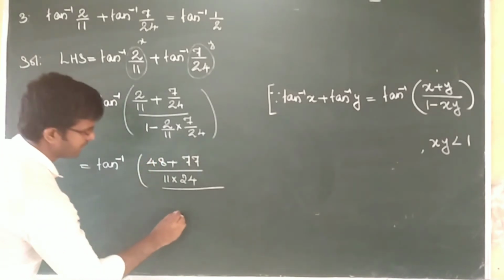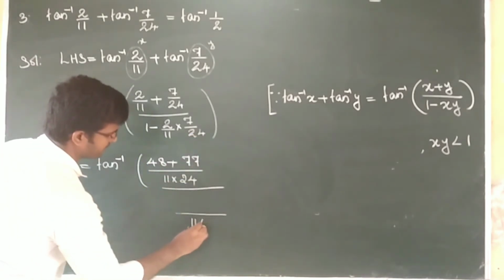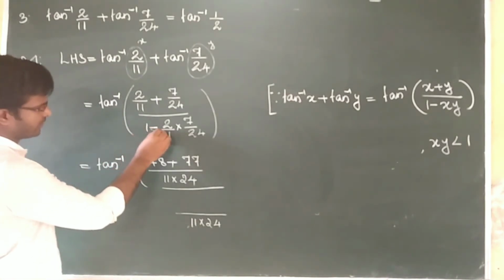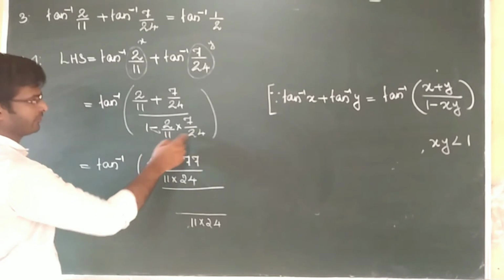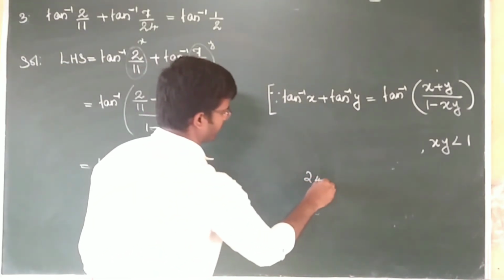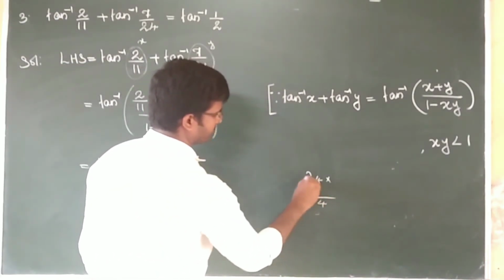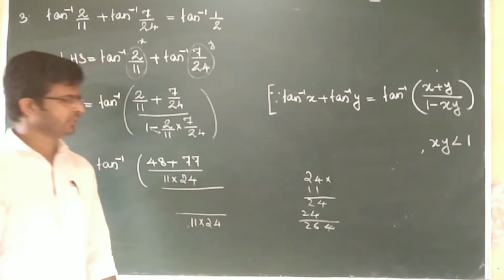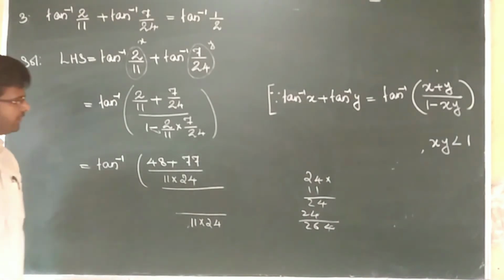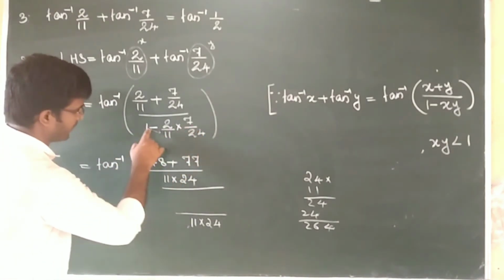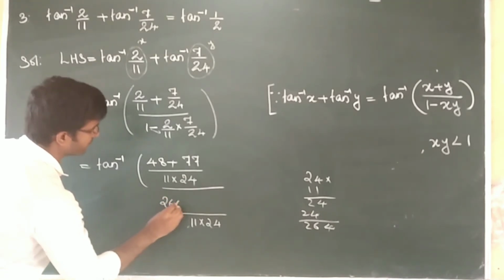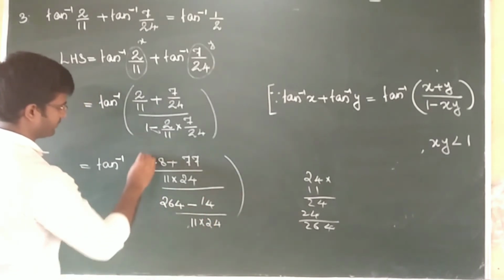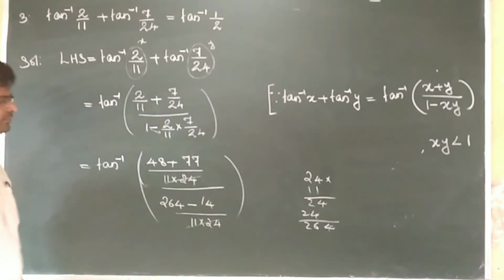All divided by, we can also take LCM. LCM is 11 into 24. Then 1 into 11 into 24; we have to multiply 11 and 24, and we will get 264, isn't it? Then 1 into 264 is 264, minus 2 into 7, 14. Correct? Denominator.